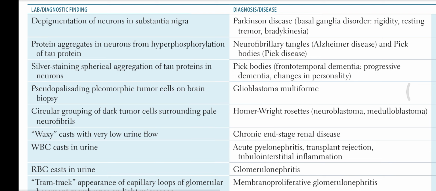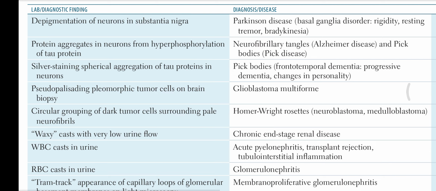Next one, protein aggregates in neurons from hyperphosphorylation of tau protein. That is neurofibrillary tangles. That is seen in Alzheimer's disease and Pick's disease.